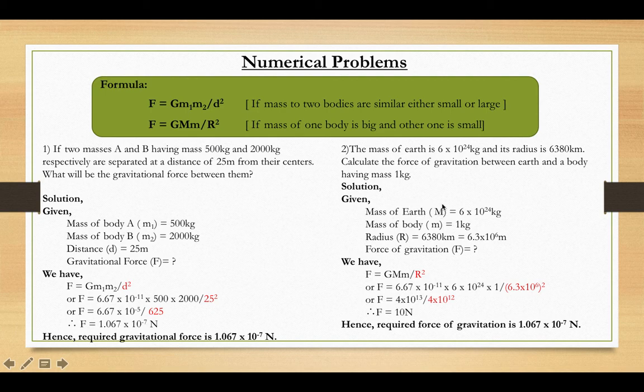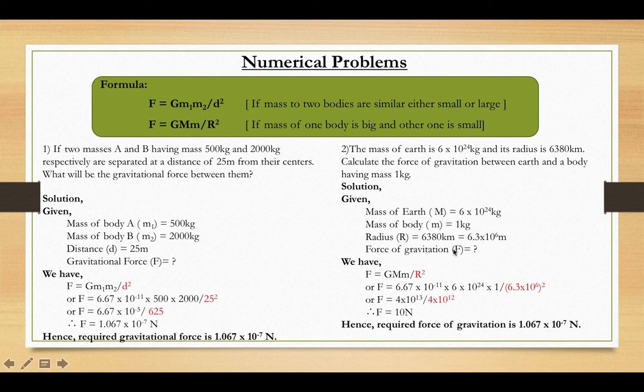So mass of Earth, capital M, here in the formula also you can see capital M, is 6 times 10 to the power 24 kg, and mass of the body, small m, is equal to 1 kg, and radius is 6380 kilometer. So we have to convert it into SI unit. When you convert it into meter, that means multiply by 1000, it gives the result 6.3 into 10 to the power 6 meter.